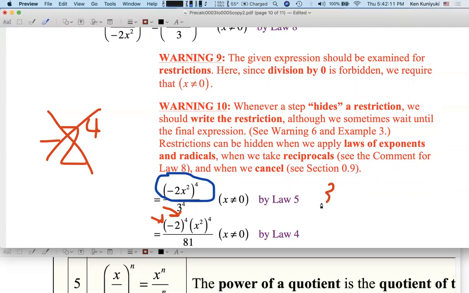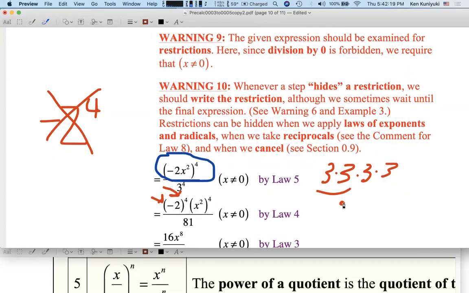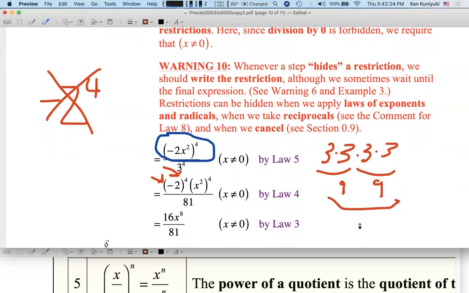What is 3 times 3 times 3 times 3? What's 3 to the 4th? Well, 3 times 3 is 9. 3 times 3 is 9. 9 times 9 is 81.